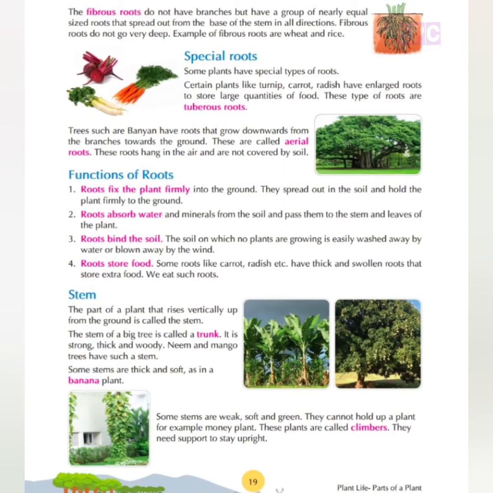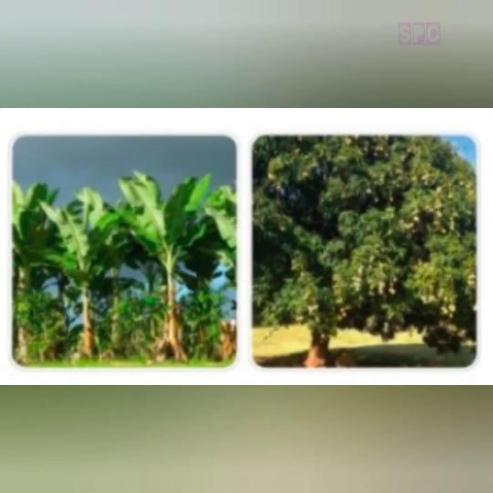Some plants are weak, soft and green. They cannot hold up a plant. For example, money plant. These plants are called climbers. They need support to stay upright. So, children, stem is that part of the plant which bears the entire weight of the plant.